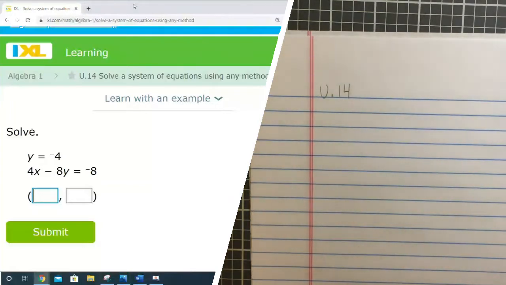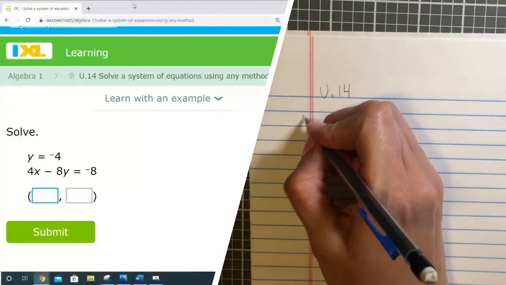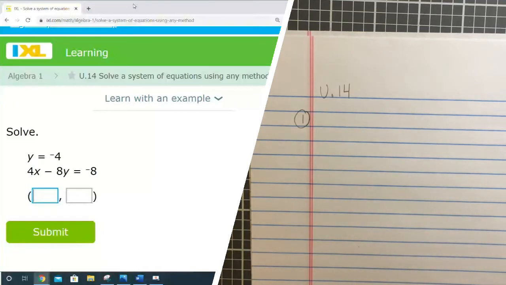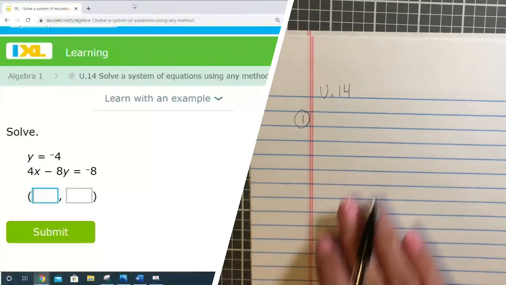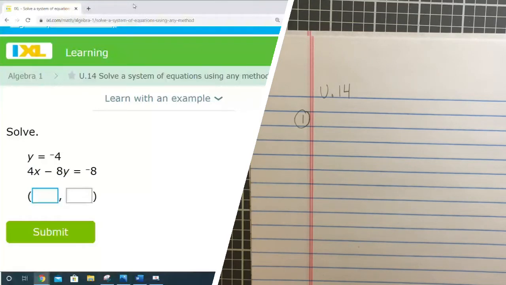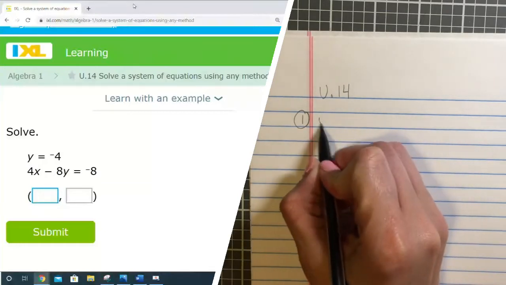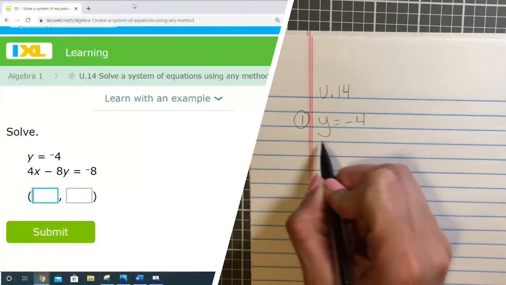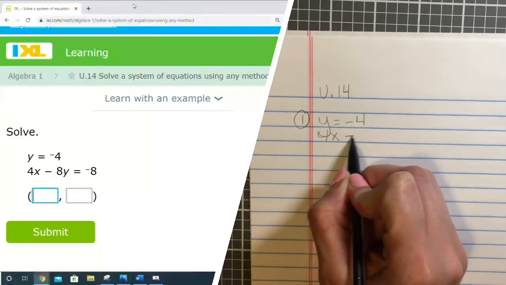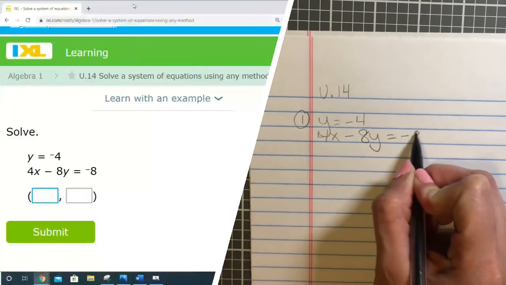This first one here, U.14, I'll just call it number 1. Again, it might be different from what you have on yours, but the process is going to be the same. So you need to make sure that you are on your own sheet of paper, writing down your work, completing your questions, submitting those pictures to Google Classroom for credit. Typically, IXLs have been bonus up until now, but this is actually an assignment that you need to make sure you're doing, okay? So for the first question, we have y equals -4 and 4x minus 8y equals -8.